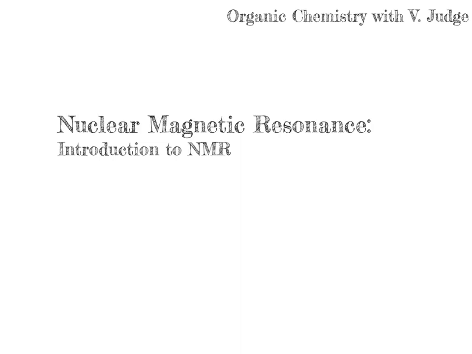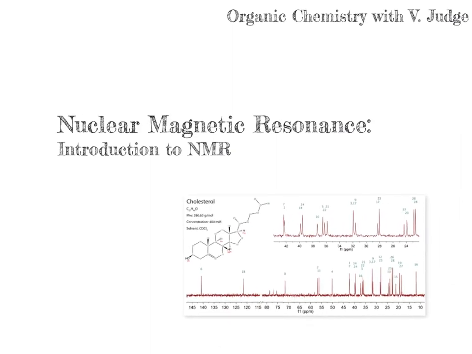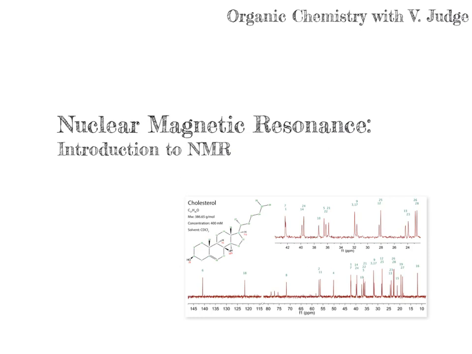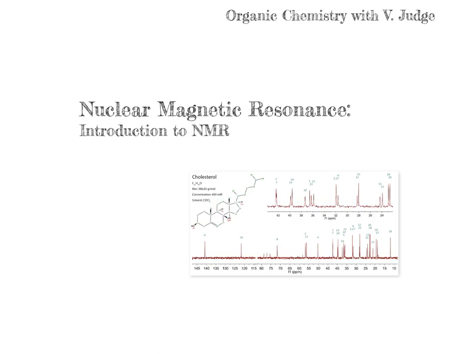Hello, this tutorial is on nuclear magnetic resonance, also known as NMR, and in this series of tutorials we are going to have a look at spectra like these, which can identify compounds for you. So you should be able to understand by the end of this topic how to read these spectra and be able to identify the compound that they are referring to.